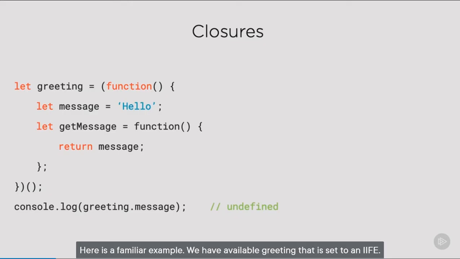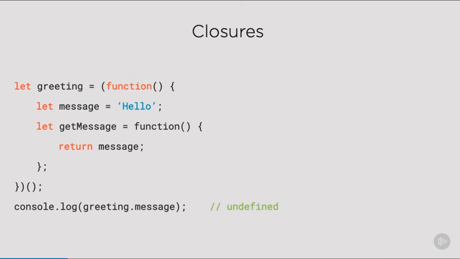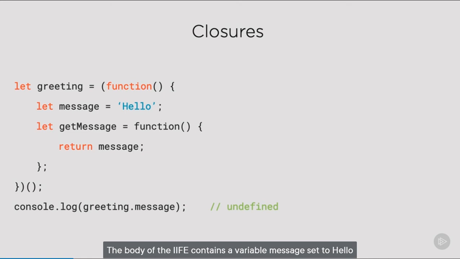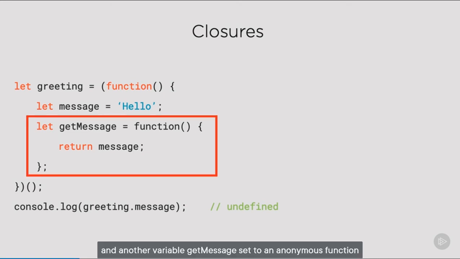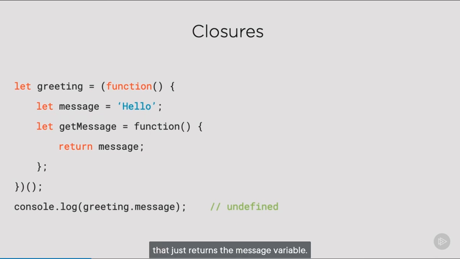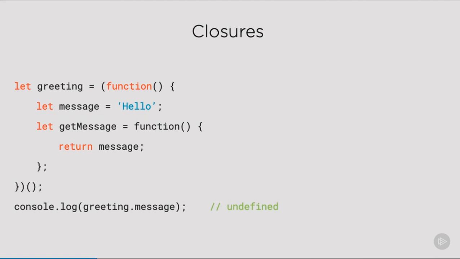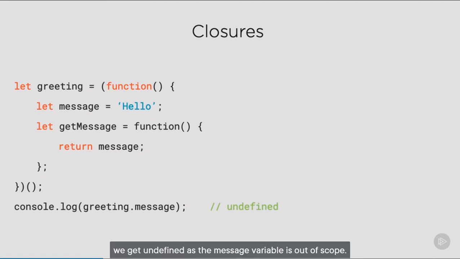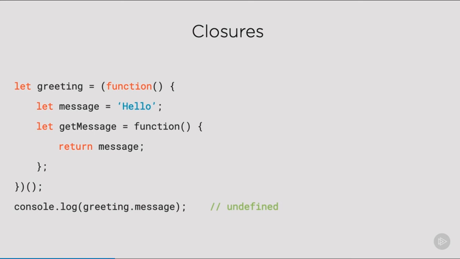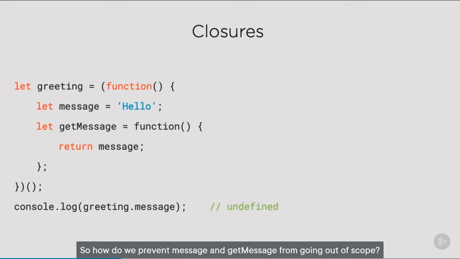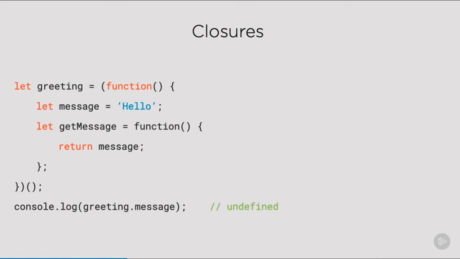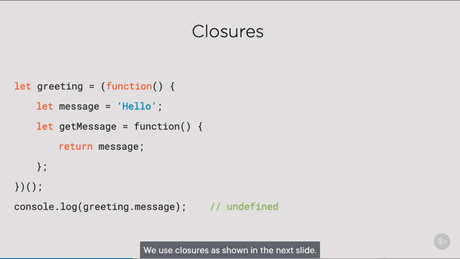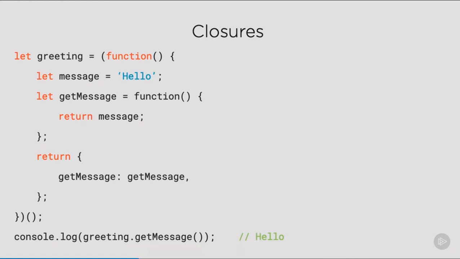Here's a familiar example. We have a variable greeting that is set to an IIFE. The body of the IIFE contains a variable message set to hello, and another variable getMessage set to an anonymous function that just returns the message variable. If you try to print greeting.message, we get undefined, as the message variable is out of scope. So how do we prevent message and getMessage from going out of scope? We use closures, as shown in the next slide.